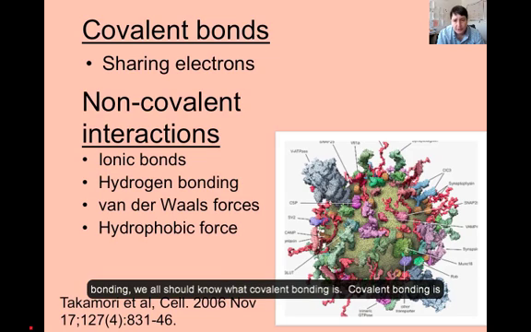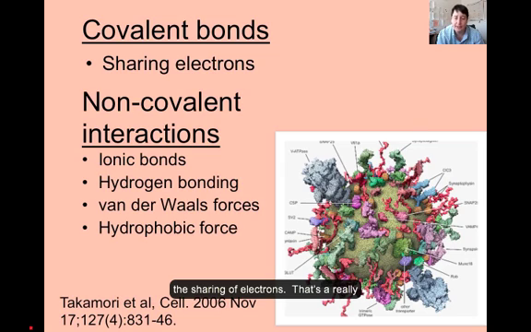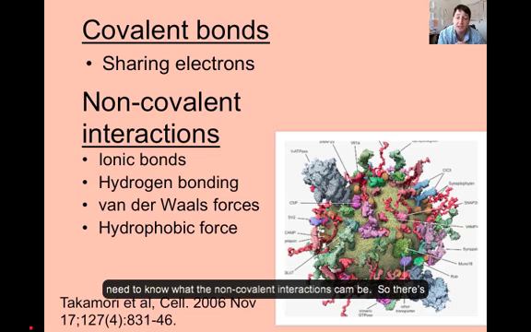Covalent bonding, we all should know what covalent bonding is. Covalent bonding is the sharing of electrons. That's a really strong bond, okay? But biology is going to be really a combination of not just covalent bonds, but all the non-covalent interactions that allow one molecule to interact with another molecule. So you need to know what the non-covalent interactions can be. So there's ionic bonding, hydrogen bonding, van der Waals forces, and hydrophobic force, and we'll discuss each of those separately.